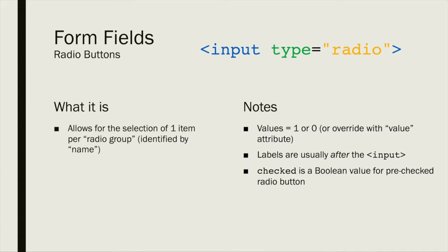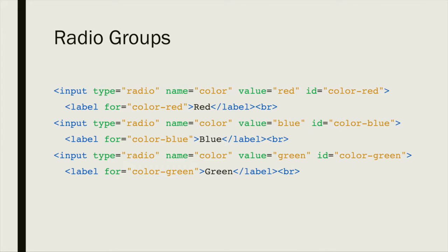First off are radio buttons. They allow for the selection of one item per radio group, which is identified by the name. Keep in mind that some values are 1 or 0, or you can override with the value attribute. Labels are usually after the input type, and the checked attribute is a Boolean value for a pre-checked or pre-selected radio button. To give you a good idea about what this looks like, let's take a look at this radio group right here.